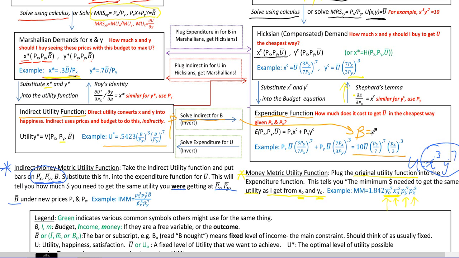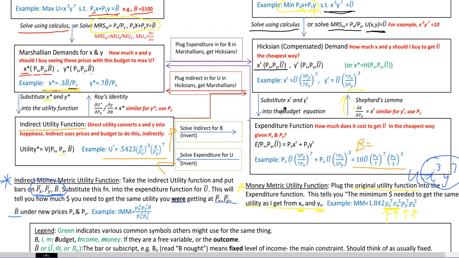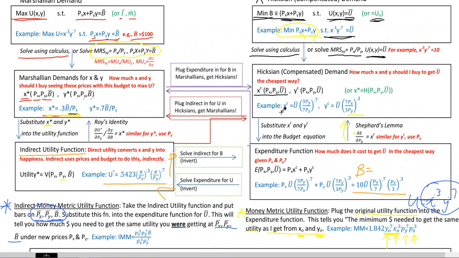Now what if you wanted to go from expenditure to an indirect? You go the opposite direction. So here we have budget equals a function of utility and prices. Solve that function for U, for the utility, and then that will take you over here to where you have the indirect utility function. Easy enough. Okay. Two other possibilities that you might be interested in this discussion.